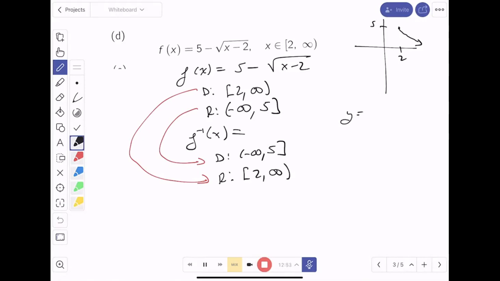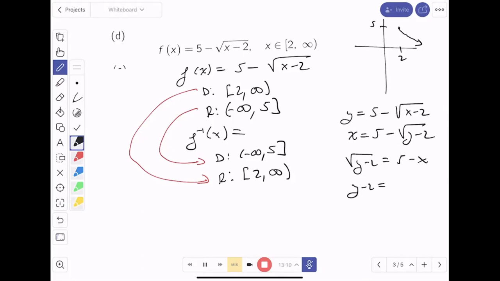So y equals 5 minus the square root of x minus 2. Interchange x and y. Well, I'm going to try to solve for y if I can. Square both sides, you get y minus 2. If you square the other side, you get 25 minus 10x plus x squared. And y would equal 27 minus 10x plus x squared. Let's write that down. 27 minus 10x plus x squared.